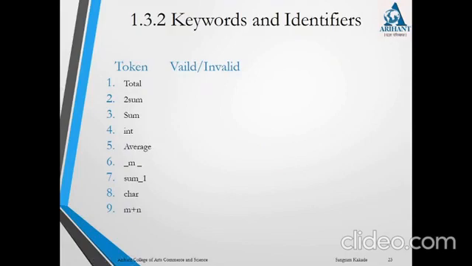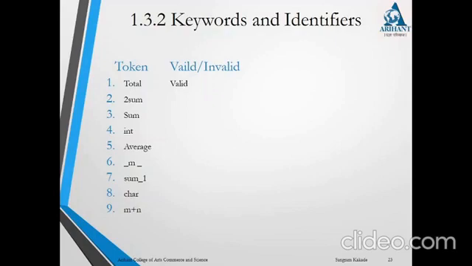A total is an identifier, and it starts with the capital letter T, followed by other characters like O, T, L. So by the rules, it is a valid identifier.